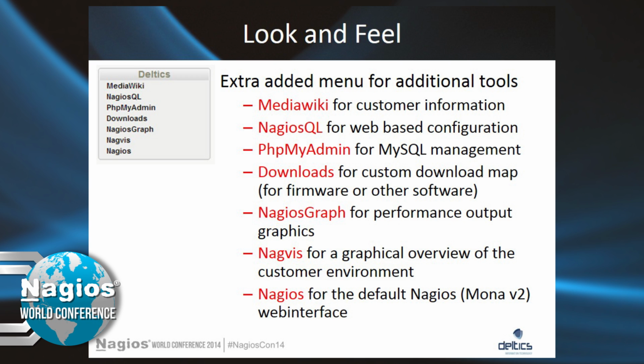Downloads is an extra link we've created just to put in some firmware or maybe some configuration files which can be used by the customer or by ourselves. It might come in handy sometimes. And we're using Nagios Graph for performance output, so for the graphics and for trend monitoring. NagVis for the graphical overview, so it's installed in our latest version as well.